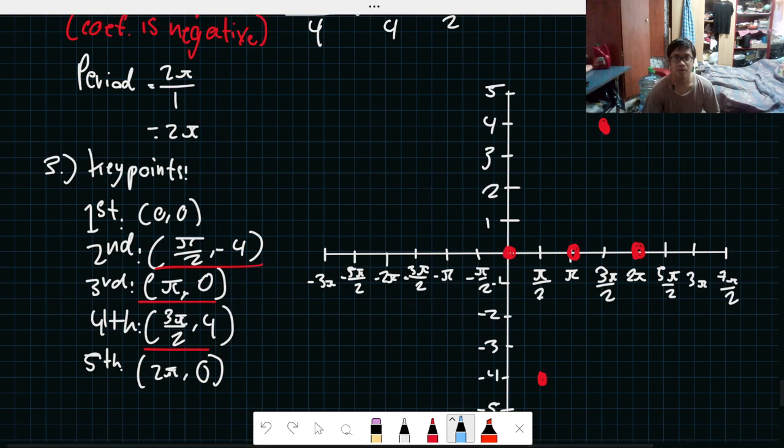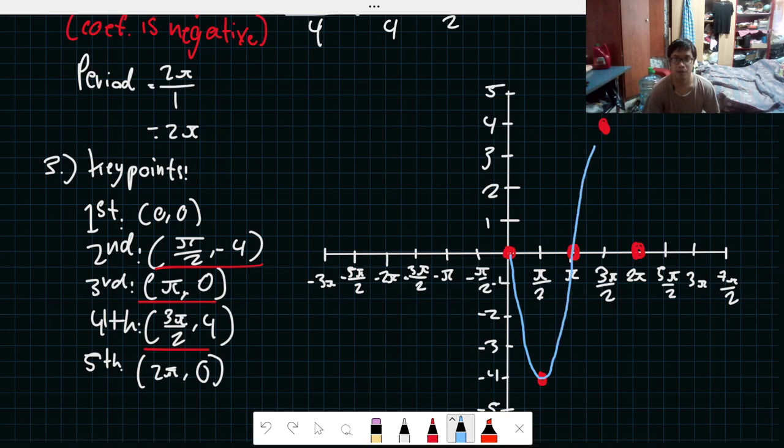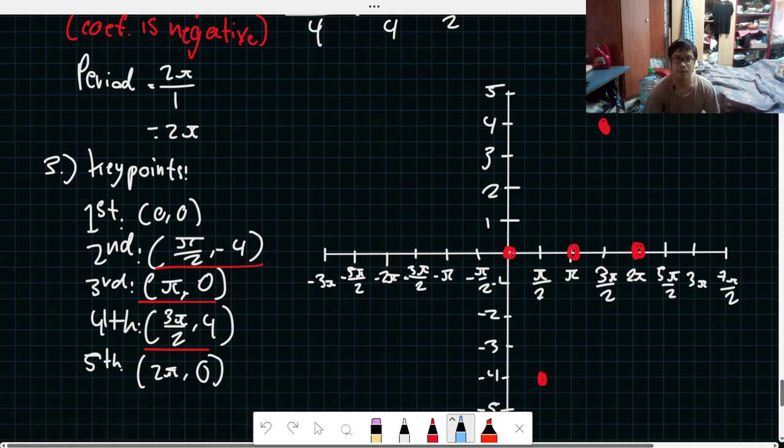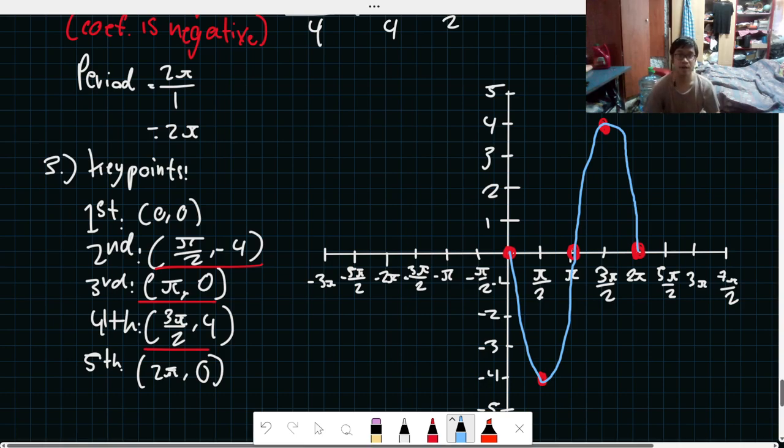So here, we go from the middle, then downward, then go back to the middle, then going up again. Wait, hold on. Let me fix that. Okay, there we go. That's it. Now, we can trace them. Just follow the pattern. If you observe, it's middle, down, middle, up, middle.